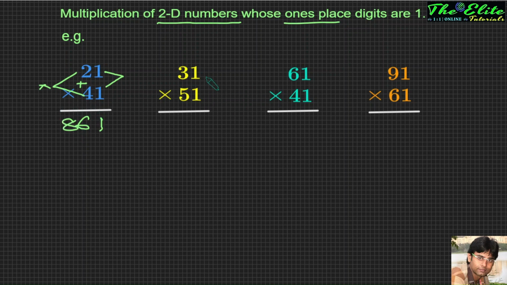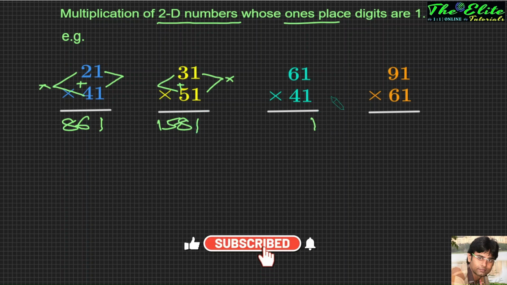Again, see here, 1 times 1, that are the units place digits, will give you 1. 5 plus 3 is 8. And then 5 times 3 is 15. That's it. Yes, here it is what? 1. Always it will come 1, right? 1 times 1 will always come 1.